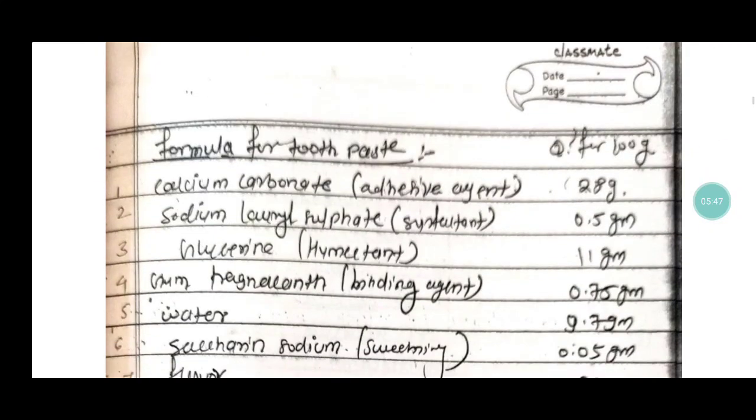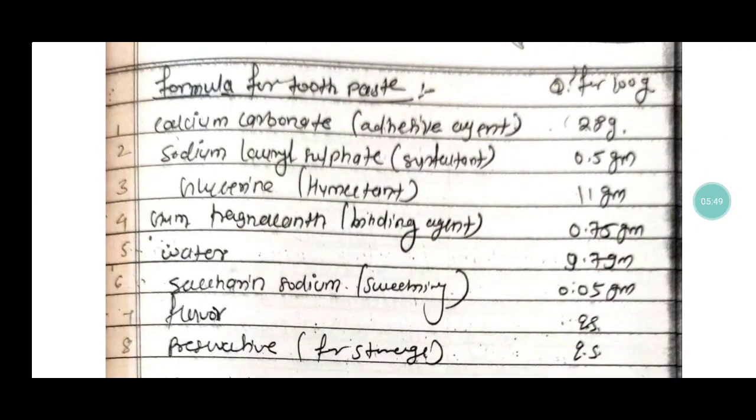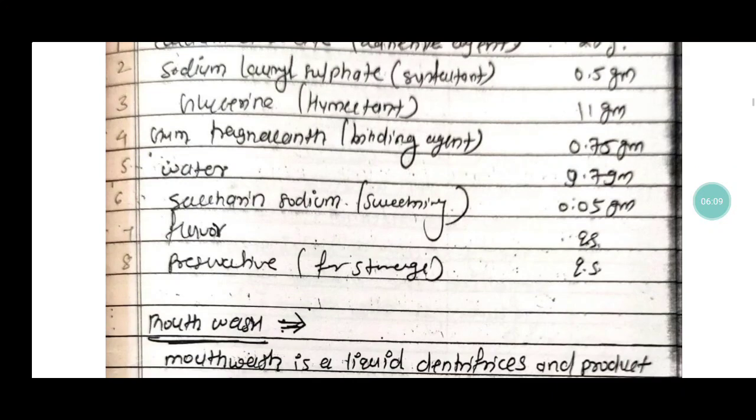And what is the formula for the toothpaste? In that, calcium carbonate is the abrasive agent, sodium lauryl sulfate is the foaming agent or surfactant, glycerin is the humectant, gum tragacanth is the binding agent, then water, saccharin sodium as sweetener, as well as flavor and preservatives.